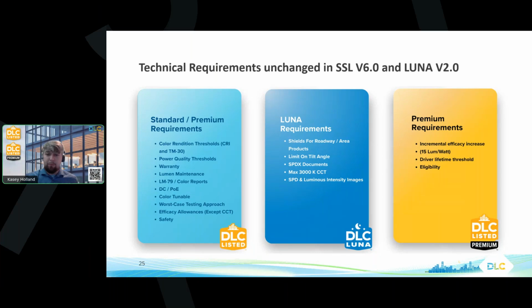The premium differentials over standard generally still exist and mimic what have been in place from version 5.1, including things like that incremental efficacy increase or that 15 lumen per watt delta over standard.